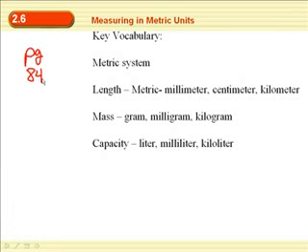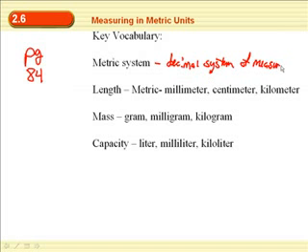Page 84 in your book, which is Measuring in Metric Units, 2.6. We need some vocabulary. We have our metric system. The metric system is a decimal system of measurement. I'm getting that right at the top of page 84 if you want to read with me. The metric system has units for the following: length, mass, and capacity. Length is when you measure how long something is. Mass is how much it weighs. Capacity is how much it holds.